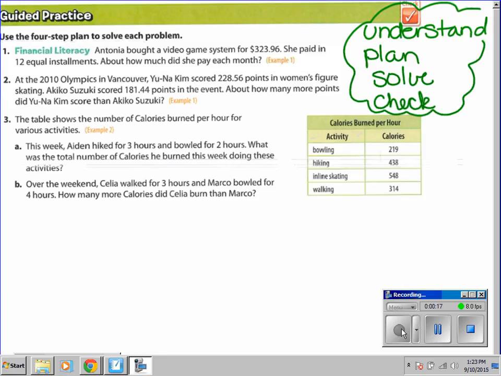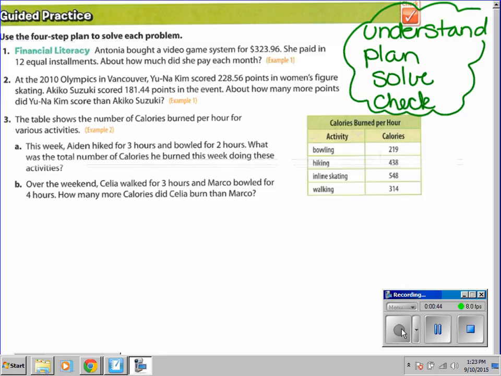So the first one is on financial literacy. Antonia bought a video game system for $323.96. She paid in 12 equal installments. About how much did she pay each month? So now I'm thinking, okay, what do I understand? She's paying, that's the total. The $300 is like the total. And she's going to have it paid off in 12 months.